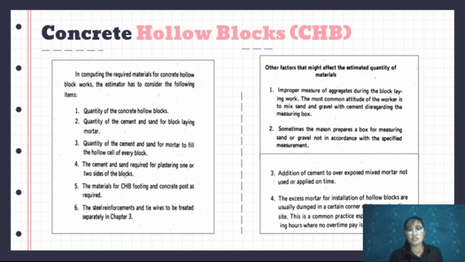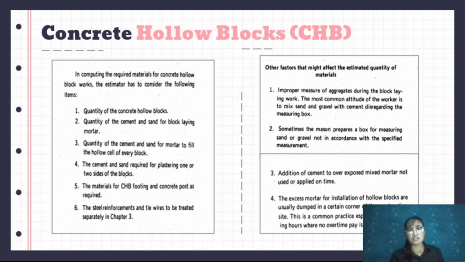And this is in computing the required materials for the CHB. The estimator has to consider the following items: the quantity of the concrete hollow blocks, the quantity of the cement and sand for blocks, laying mortar, and the quantity of the cement and sand for mortar to fill the hollow cell at every block, because we know that CHB have 4 cells. We need to minus that 1.